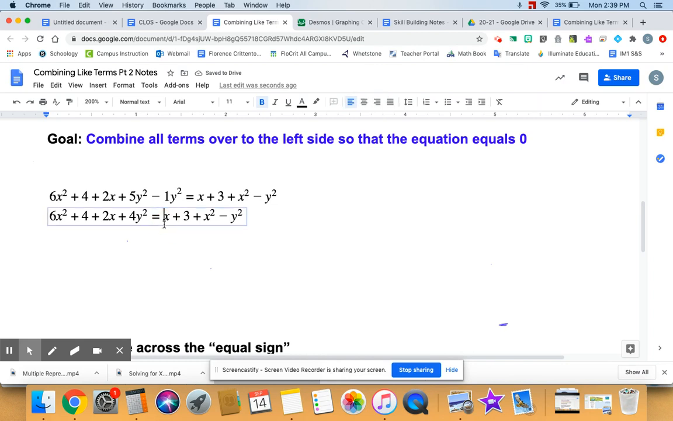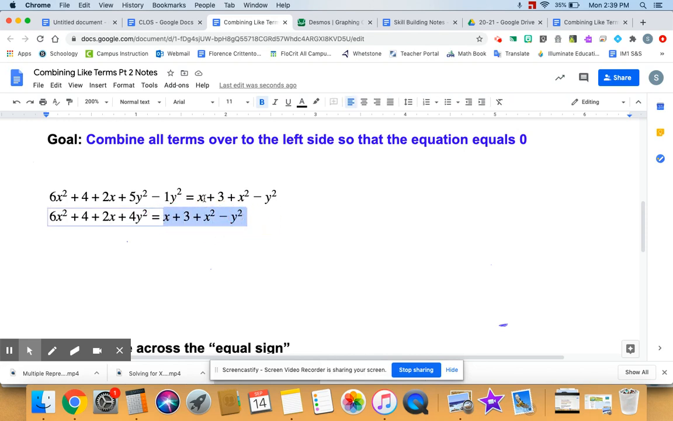And then on the right side, there's no other x terms. There's no other just number terms. There's no other x squared terms. And there's no other y squared. So nothing can combine on this right side of that equal sign.